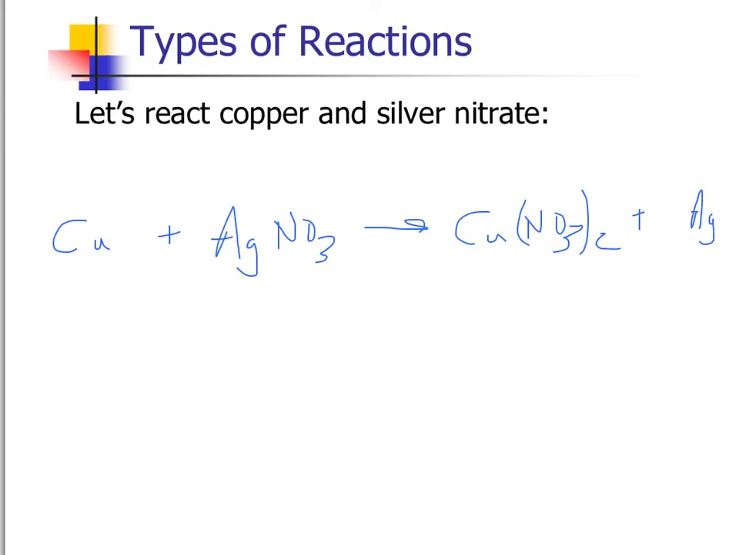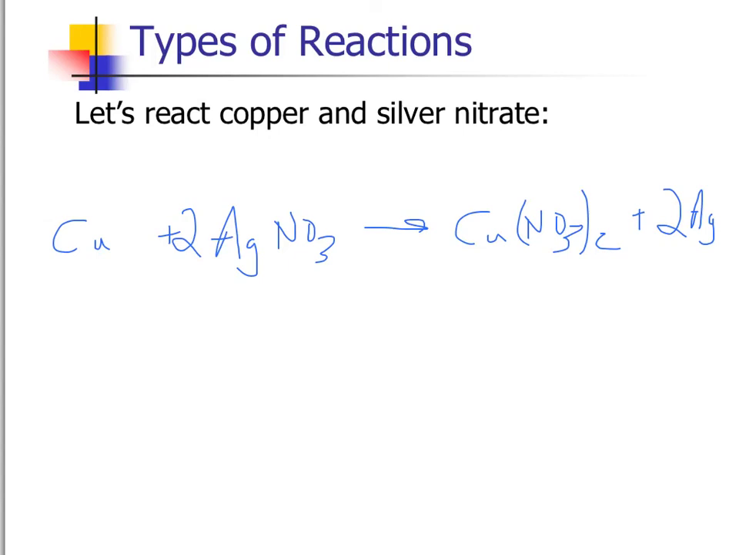Now I need to balance. I have 1 copper on each side. I have 1 nitrate here, but I have 2 nitrates here. So that means I need a coefficient of 2 in front of my silver nitrate. That gives me 2 silvers on the left. I need a 2 here to balance my silvers on the right.